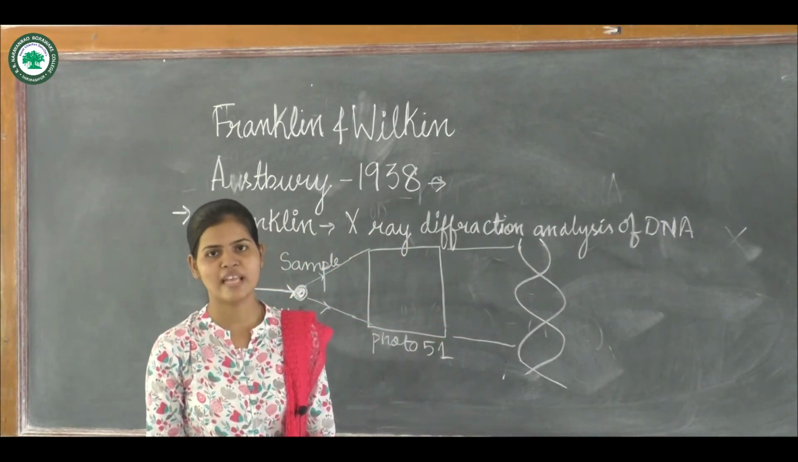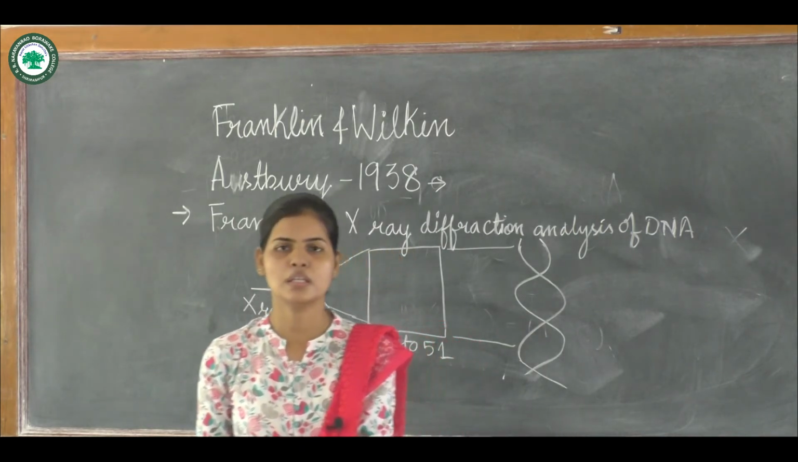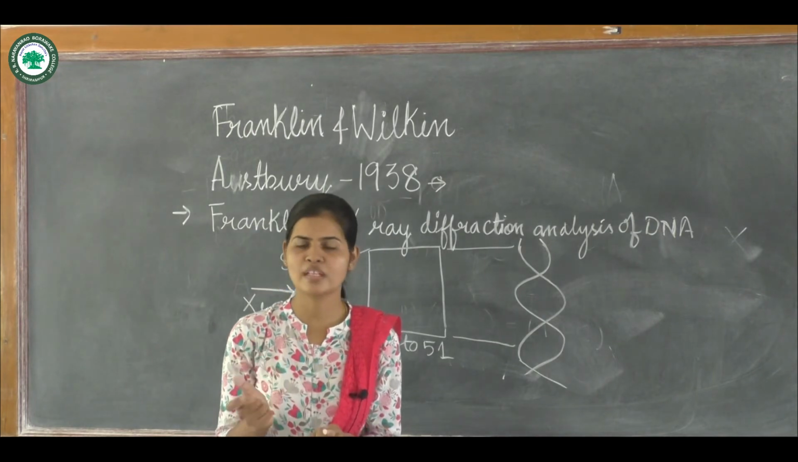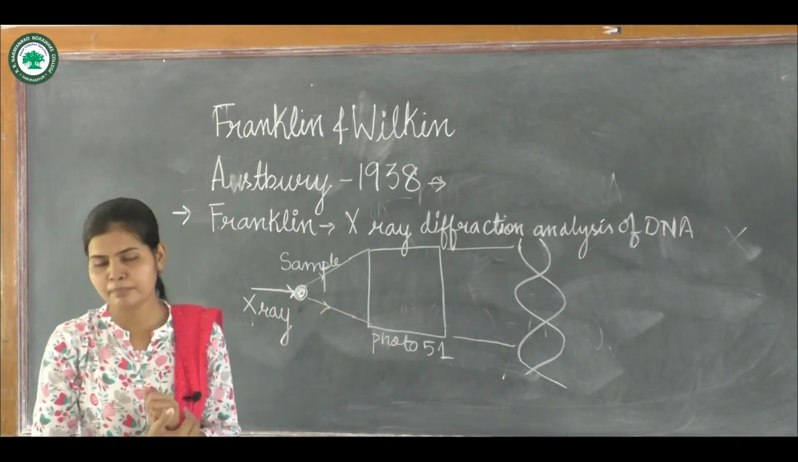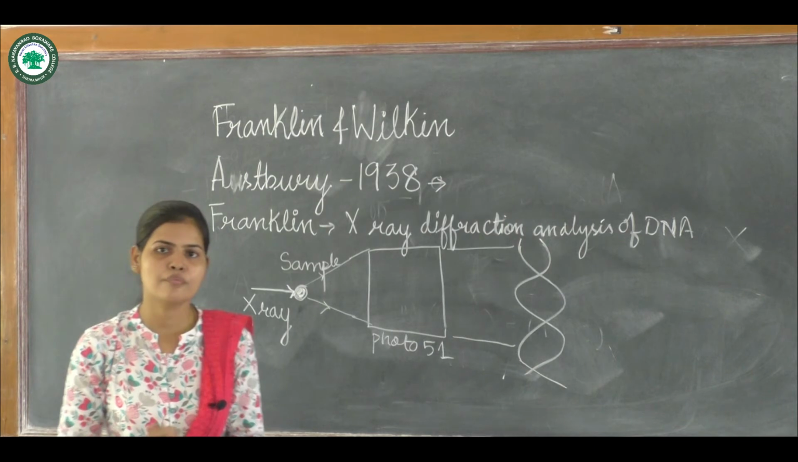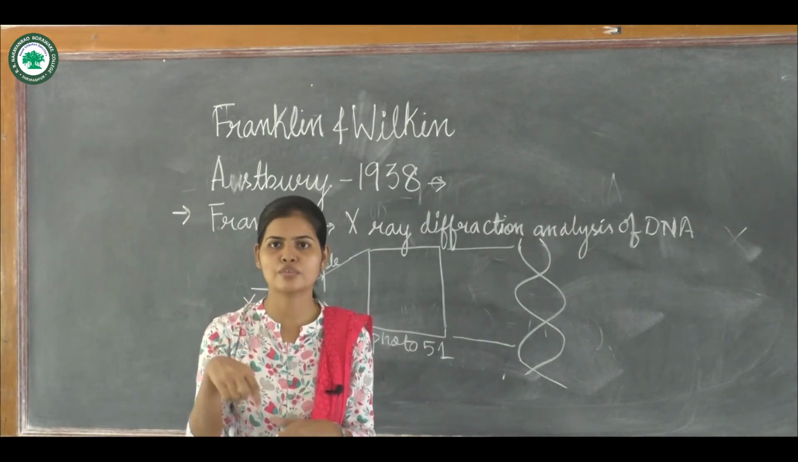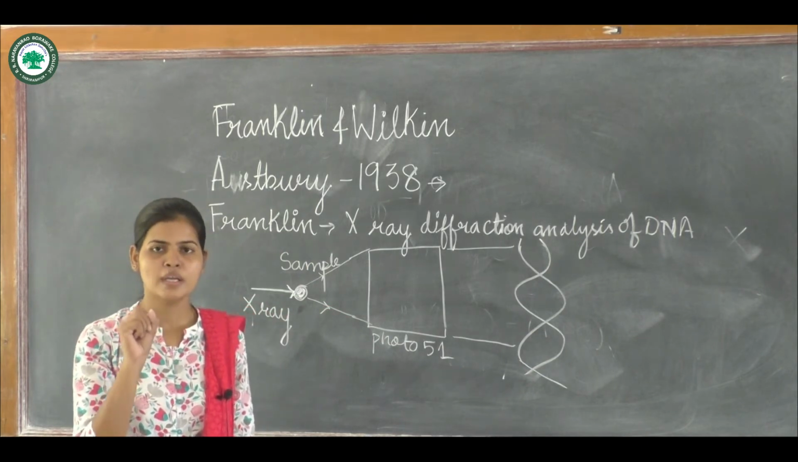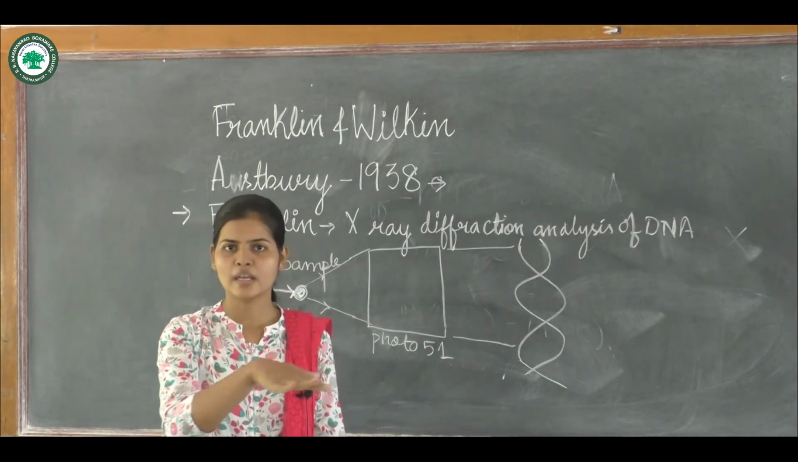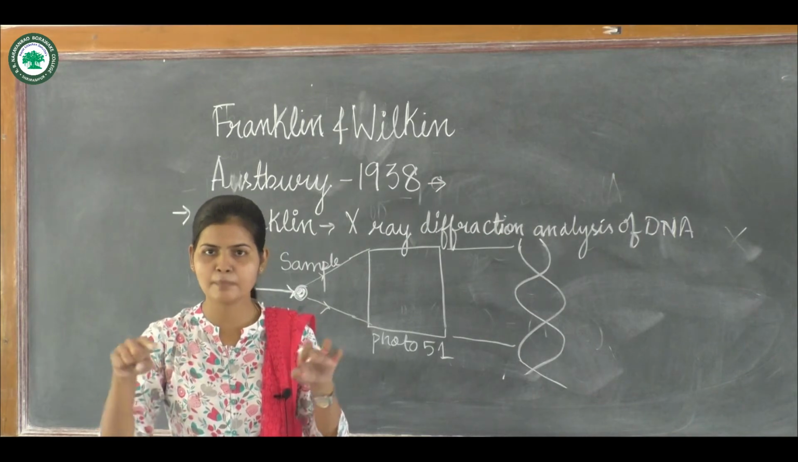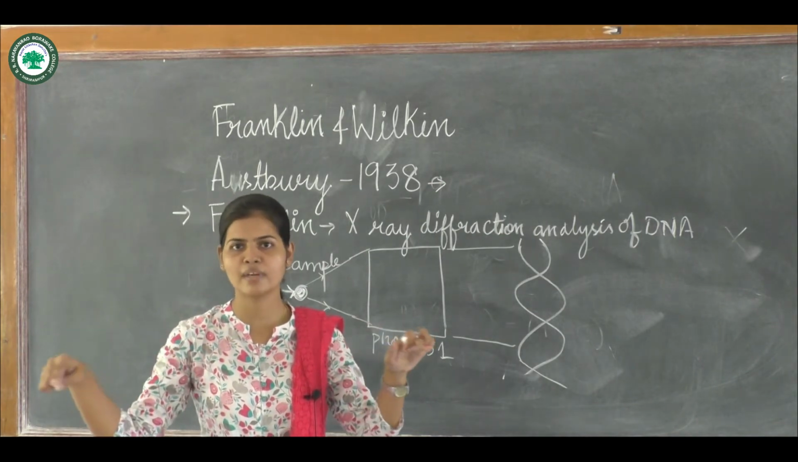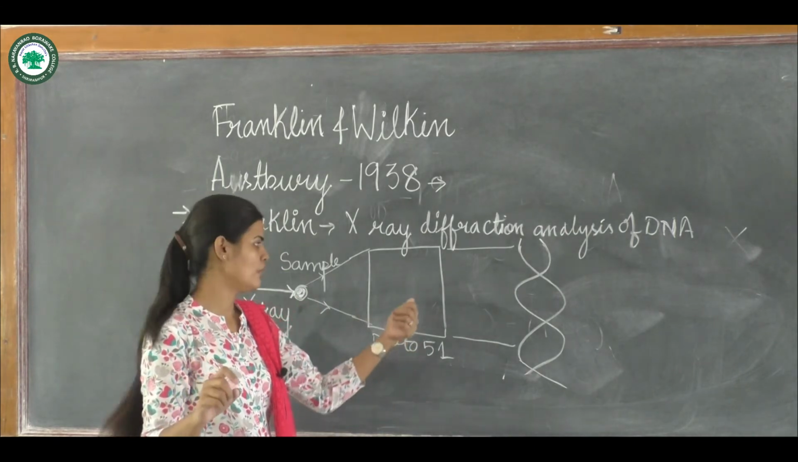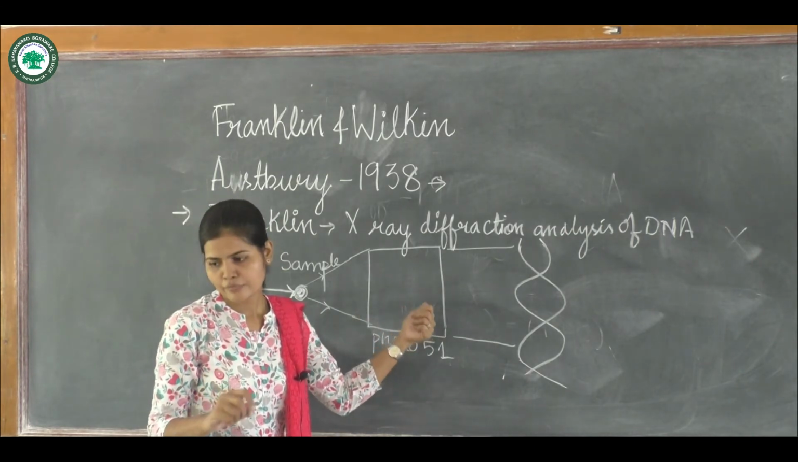The pattern was like the ripples which are created when a stone or a rock is thrown on a plain surface of water. Suppose a stone is thrown on calm water, what will happen? The ripples will be created. Ripples means wave-like structures will be created. The similar pattern was observed on the photographic film.